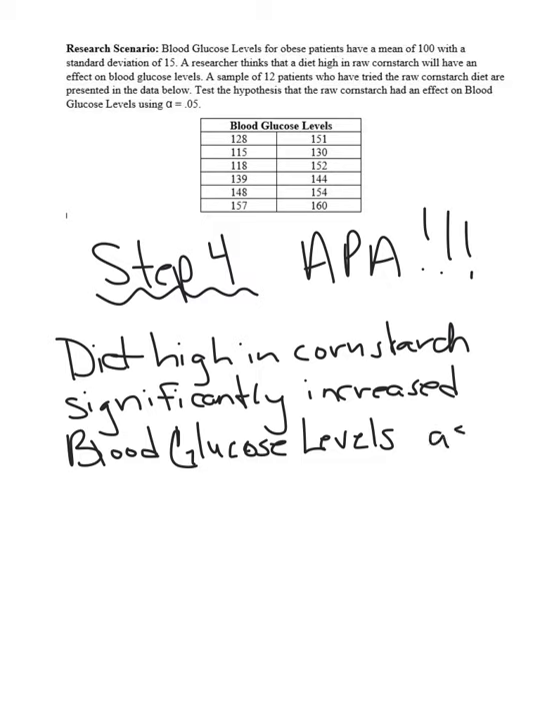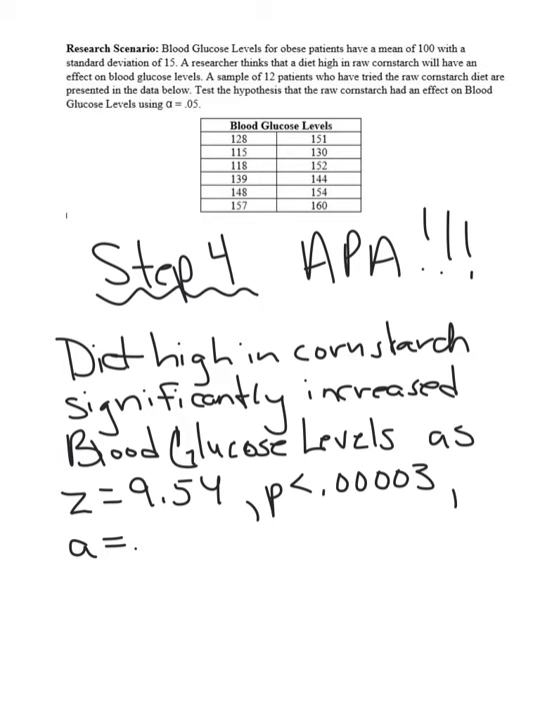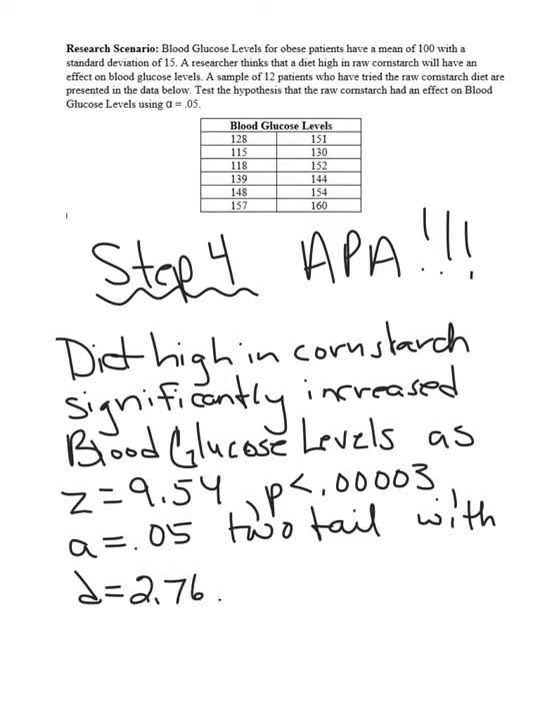And Z equals 9.54, which is what our Z was, p was less than 0.00003, alpha equaled 0.05, two-tailed, with Cohen's d equaling, I'm trying to remember what that was, bear with me, 2.76. Okay, this is all one sentence. All of this is one sentence.